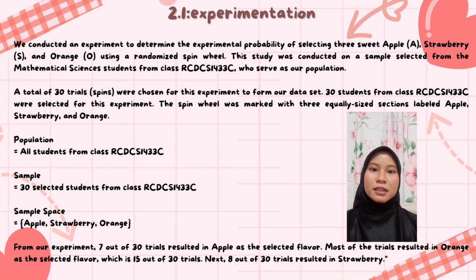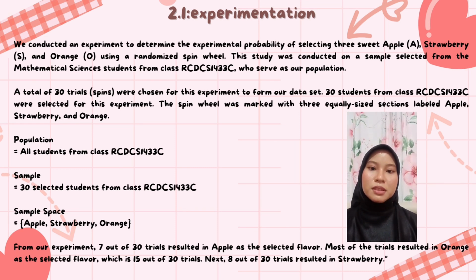After conducting the 30 trials, here are our results. 7 out of 30 trials resulted in the flavor apple. 5 out of 30 trials resulted in strawberry. And finally, the most frequently selected flavor was orange, with 15 out of 30 trials. This result now allows us to calculate the experimental probability for each flavor, which we will detail in the next section. But before we go to the next section, I will show you an example of how we get our sample by using the spin wheel.